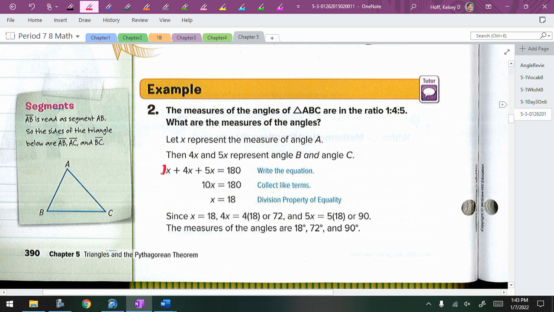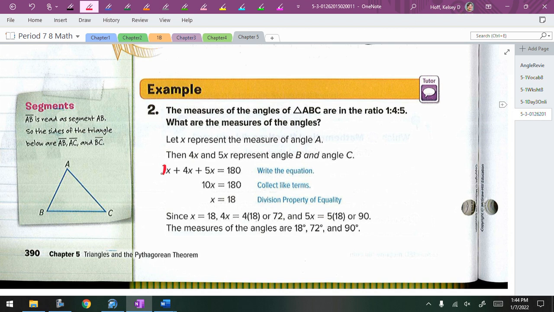1x, 4x, and 5x. See your ratio 1, 4, 5? We take each of those numbers times x. 1x is an angle, 4x is an angle, and 5x is an angle, and they equal 180 degrees. Now, these all have x's, so we combine like terms. 1 plus 4 is 5, plus another 5 is 10. Divide both sides by 10, and x is 18.